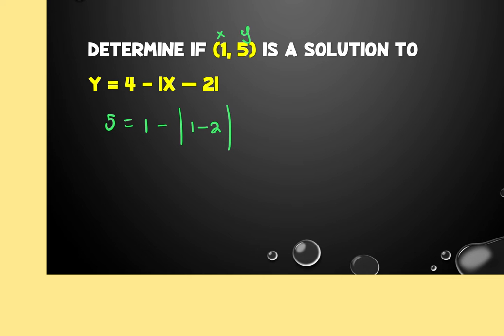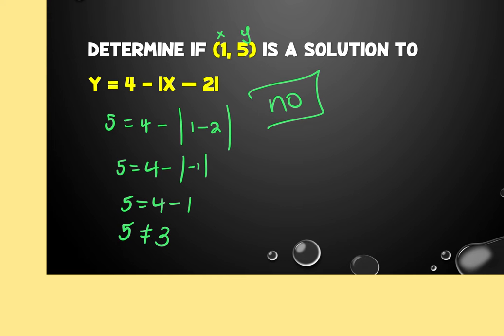Is it not a what? 4. This is a 4. Yes, sorry. And then do what's inside the absolute value first. So 5 would equal 4 minus the absolute value of 1 minus 2, which is negative 1. 5 equals 4 minus a positive 1, and 5 does not equal 3. So this is a no. That would not be a point on the actual graph of this function.